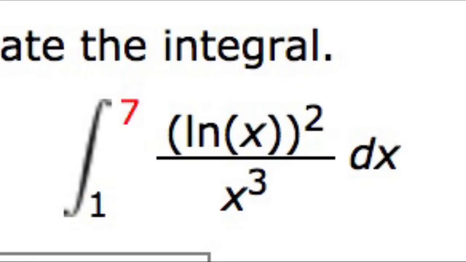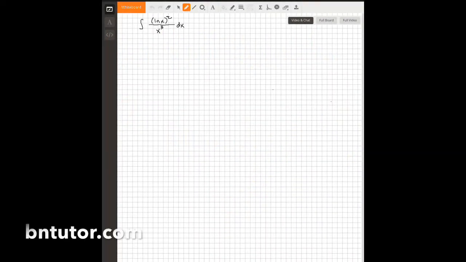This problem asks us to take the integral of the natural log of x squared divided by x cubed. For purposes of this problem, we'll focus on taking the antiderivative and not go through the exercise of plugging in the 7 and the 1 to turn it into a definite integral.